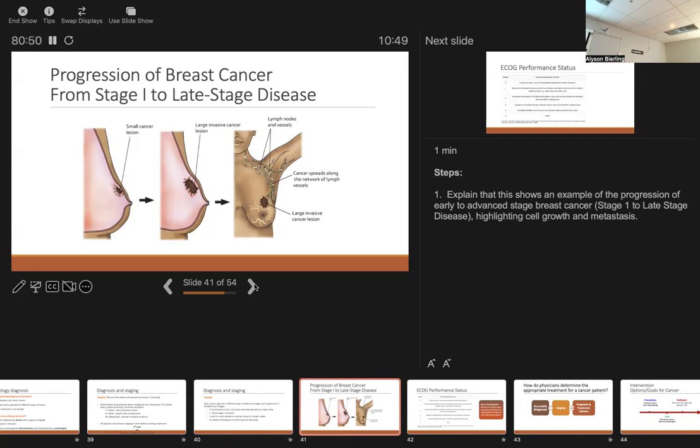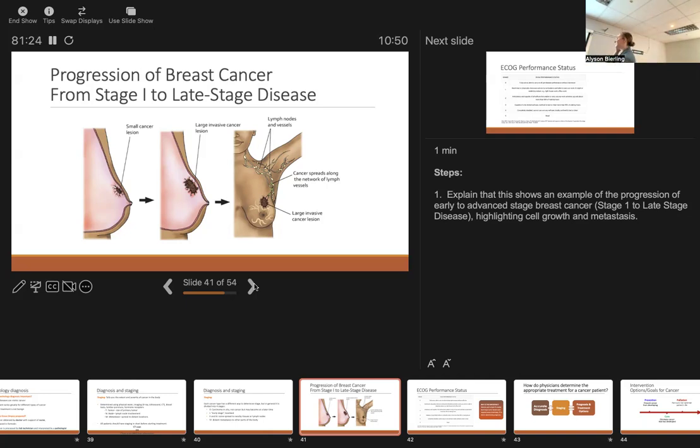And then here it has developed into maybe stage 3. You can see the cancer in the breast has grown, and then the cancer has spread along the lymph nodes. In this image, from what we can see, only the nearby lymph nodes are involved. So this still might be just a stage 3 cancer.